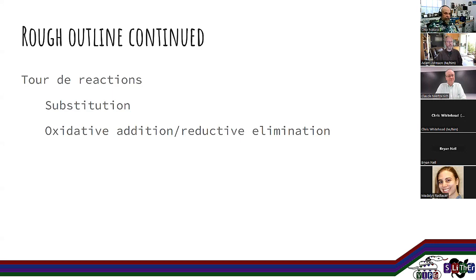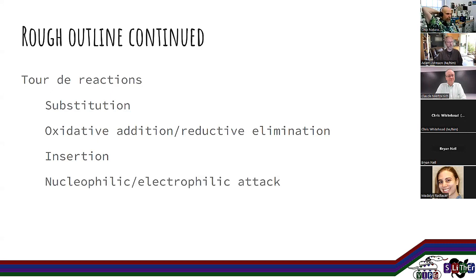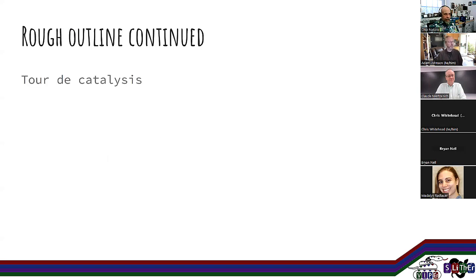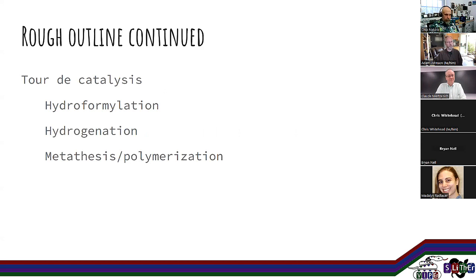We then hit oxidative addition and reductive elimination reactions, kind of a classic standard. Insertion reactions, mainly focused on carbonyl insertion reactions and alkene insertion reactions. Kind of end our tour of reactions with nucleophilic and electrophilic attack at ligands, at metals, those sorts of things. And from there, we go into catalysis and hit kind of the biggies: hydroformylation to talk about first, hydrogenation, metathesis, polymerization, and then lastly, coupling reactions.